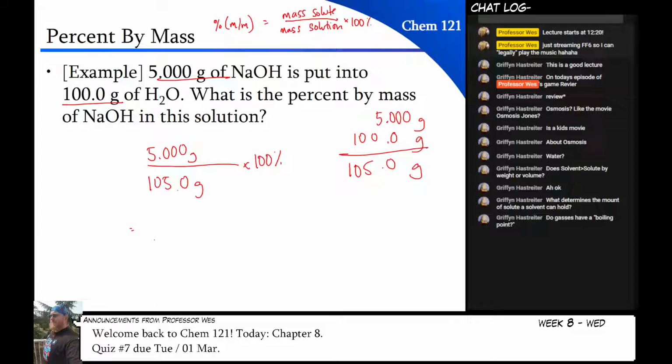And I get 4.762%. Now, because this was a mass percentage, the way that we indicate that is by writing m/m. You may also see w/w for weight. Either of those is okay.